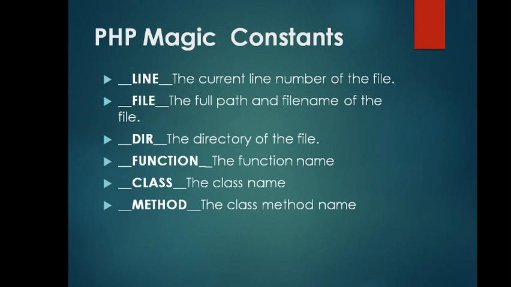In PHP, there are also what are called magic constants that are available for us to use. They are line, file, directory, function, class, method, and a few others. But these are the main magic constants that are used. We'll learn about magic constants once we enter into the object-oriented section of this course.